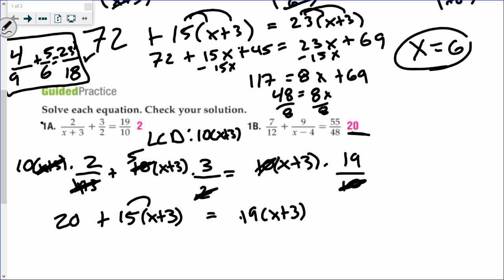Again, same situation here. Now we've got some distributing, of course, we need to do. We get 20 plus 15x plus 45 is 19x plus 3 times 19, guys. Bear with me here. 57.